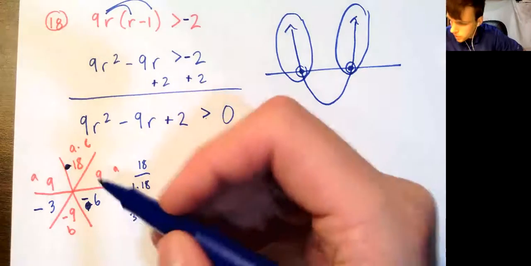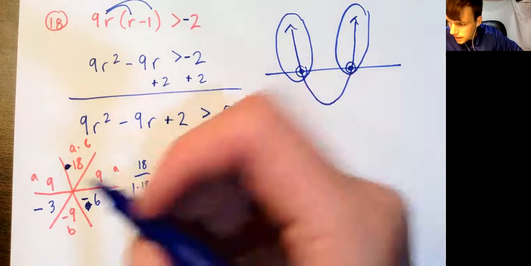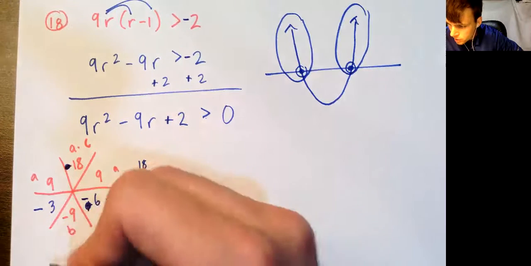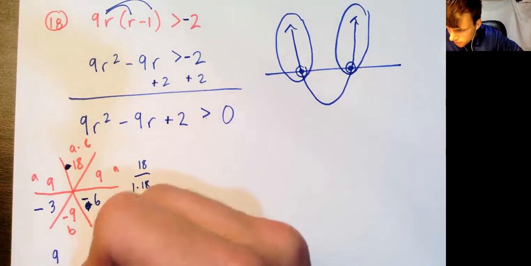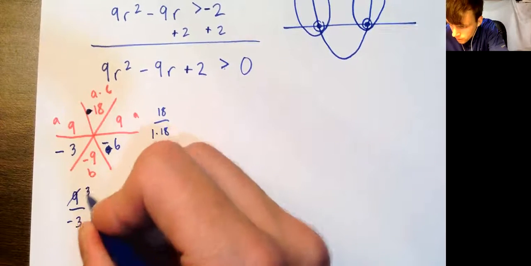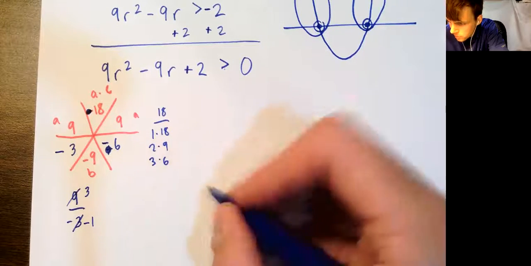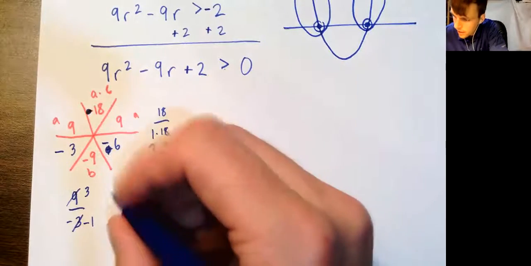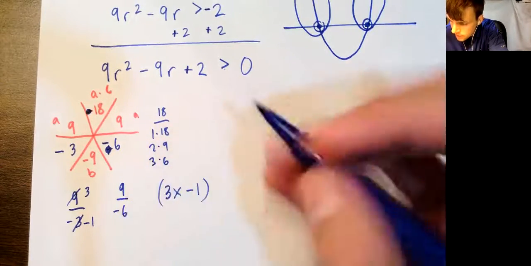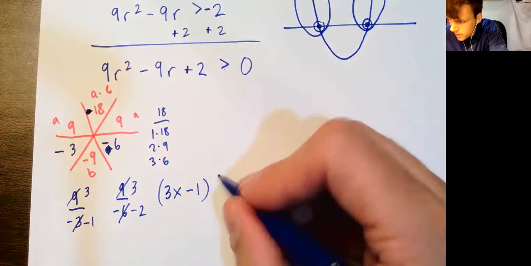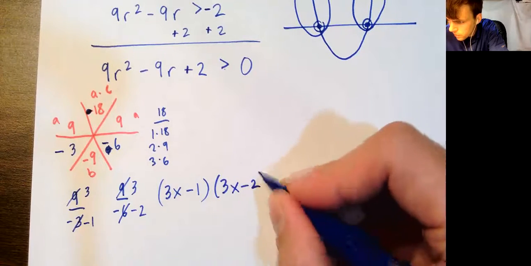Now for this process, I need to factor a common factor between these numbers. So I have 9 over -3. They're both divisible by 3, so I'm going to get 3 and -1, which gives me my first factor as 3x minus 1. And then I have this other factor. I have 9 and -6. Again, those are both divisible by 3, which gives me a 3 and a -2. So my other factor is 3x minus 2.